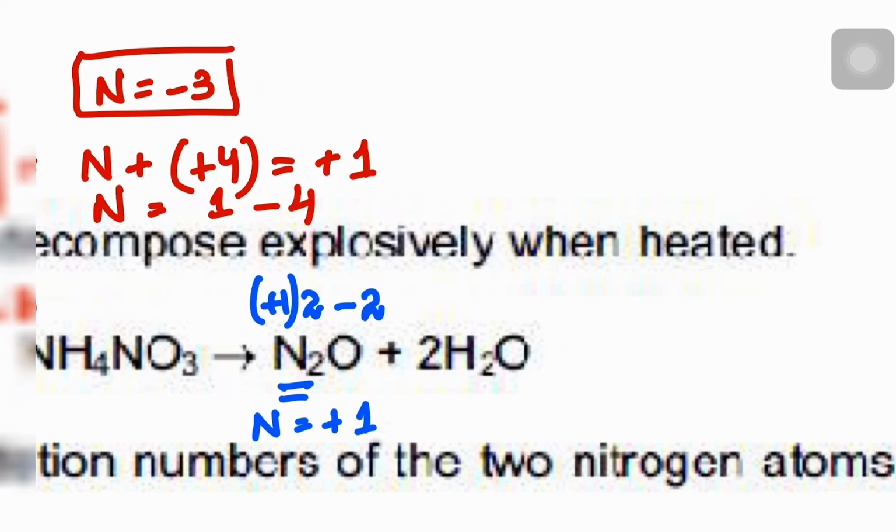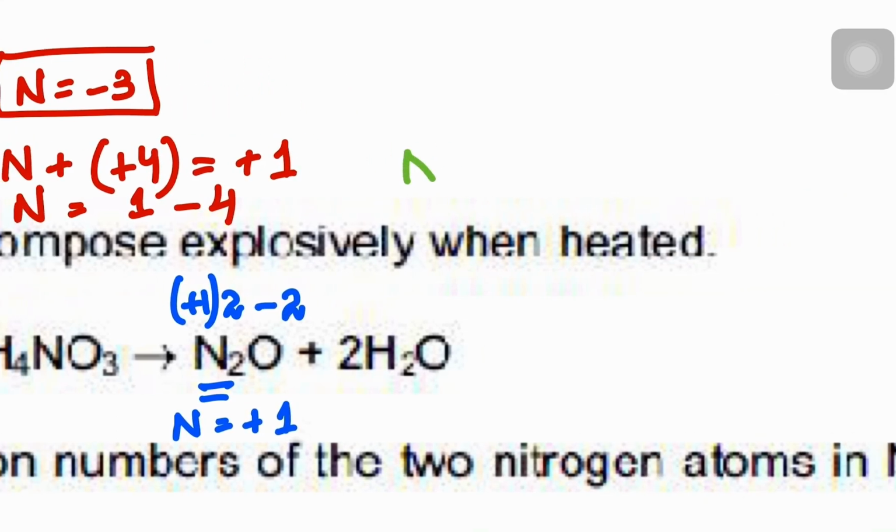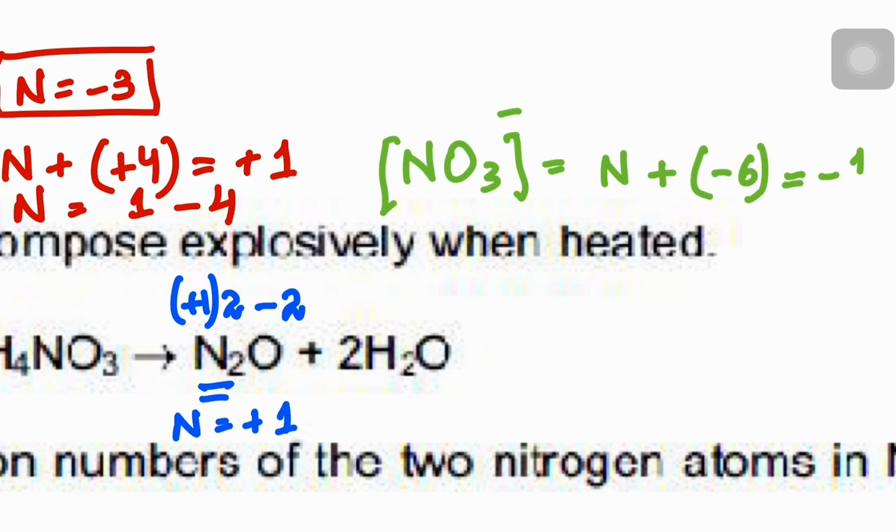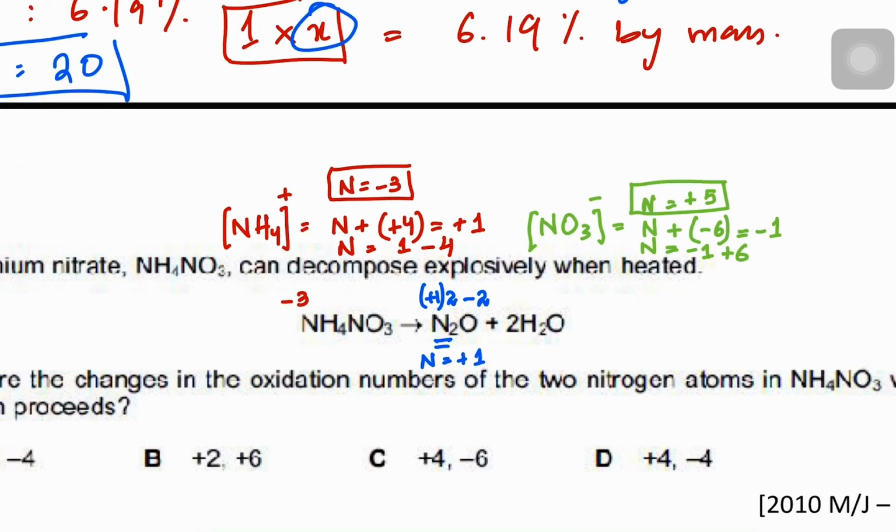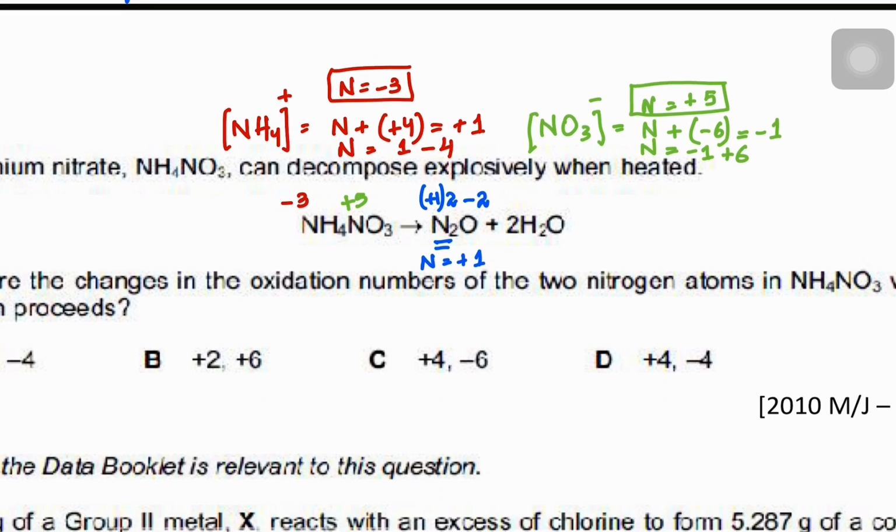When we talk about nitrate, nitrate means NO3 with a charge of -1, which is 1 nitrogen and 3 oxygens, right? Each oxygen is -2, so that means -6 because of 3 oxygens. The total charge of the nitrate ion is -1. When we solve it further, nitrogen is equal to -1 plus 6, so nitrogen is +5. So in nitrate the nitrogen is +5, and in ammonium it was -3.